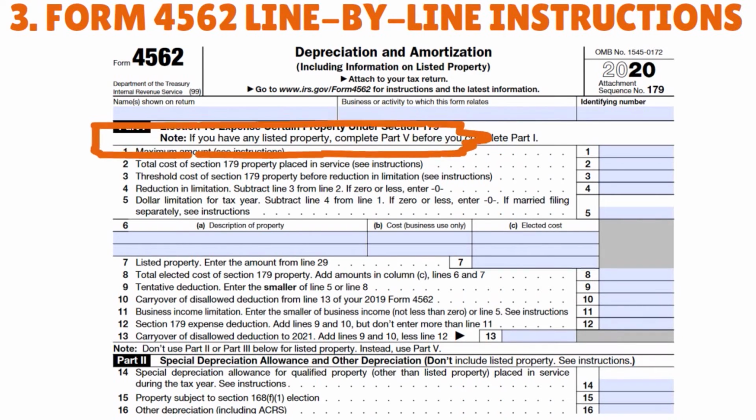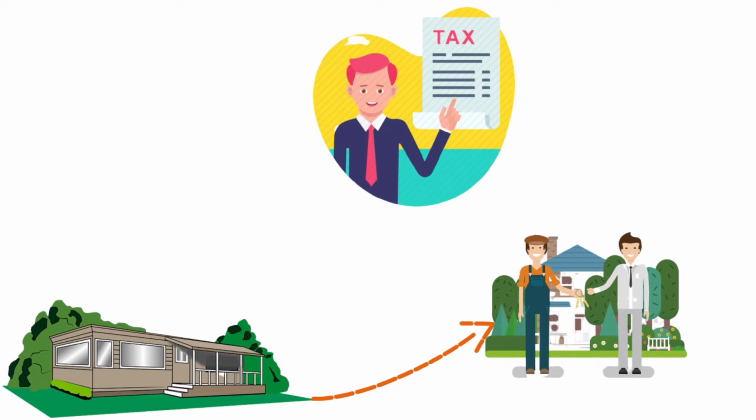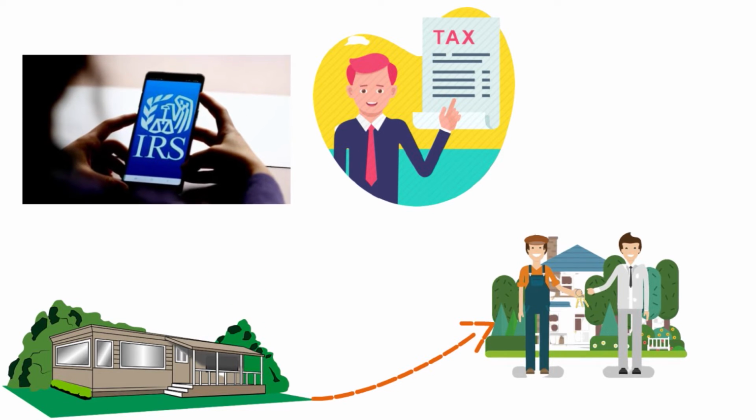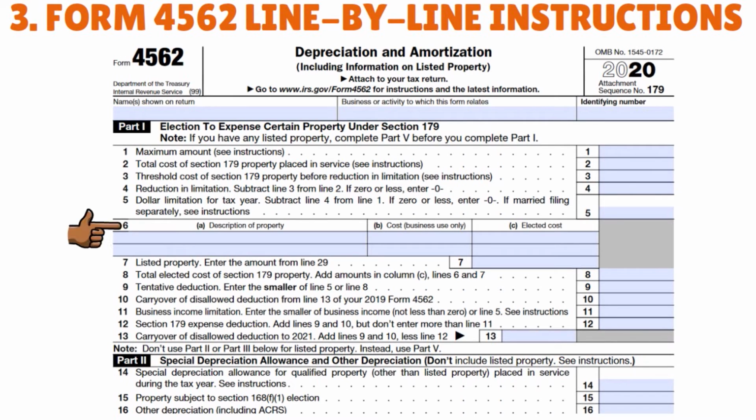So here, line 2, you have to put the total cost of section 179 property. Line 3, you need to put the threshold. Line 4, you have to put the reduction in limitation, as I was talking earlier, by subtracting line 3 from line 2. Line 5, you have to put the dollar limitation for the tax year, and you need to subtract line 4 from line 1. If 0 or less, enter 0. And if married filing separately, you need to see the instructions of Form 4562 on the IRS website. And line 6, you have to put the required information.